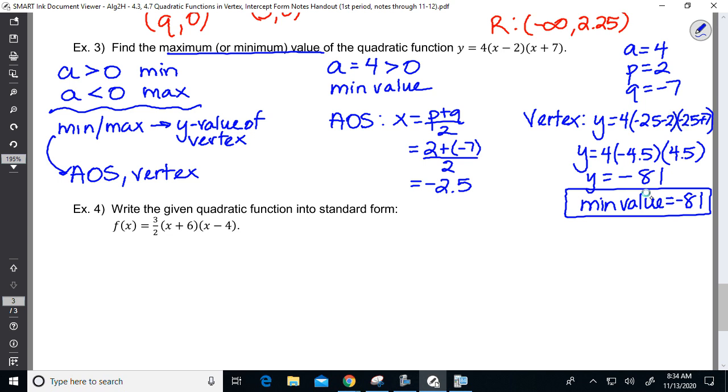So if you're looking for a maximum or a minimum value, figure out what you have, find the axis of symmetry, and then find the vertex. Any questions in example 3?